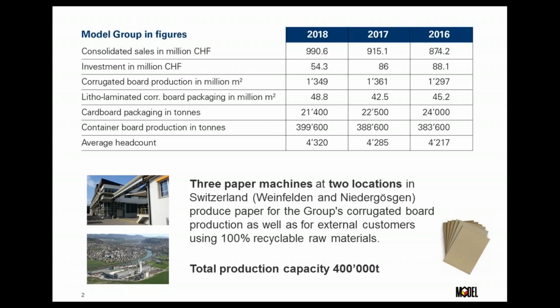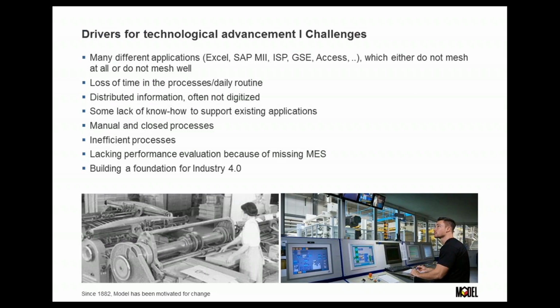Here you have some figures about the Model Group. So we are across these Europe sites, what you just saw, roughly nearly 4,300 employees. And regarding the paper production, we have three paper machines, as mentioned, in two locations. And the rough capacity of these machines in a year is about 400,000 tons. And last year, we were lucky to meet nearly this total output. So we had not many downtimes, and we're therefore very happy with the result also. But the result is not everything.